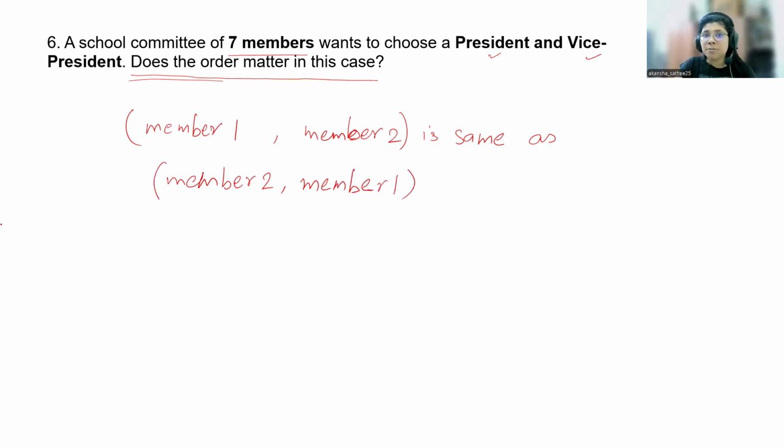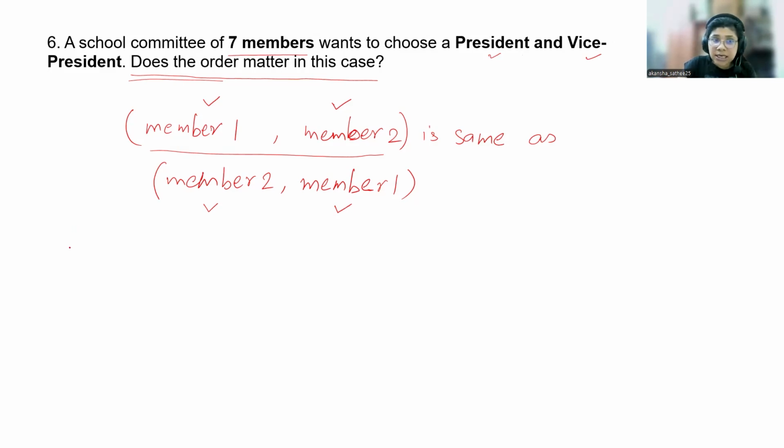What does it mean? Member 1, member 2. So you need to select president and vice president. If you are selecting member 1 and member 2 as one combination, that means member 1 is president, member 2 is vice president. But if you are taking member 2 first and member 1 second, that means you are selecting member 2 as president and member 1 as vice president.